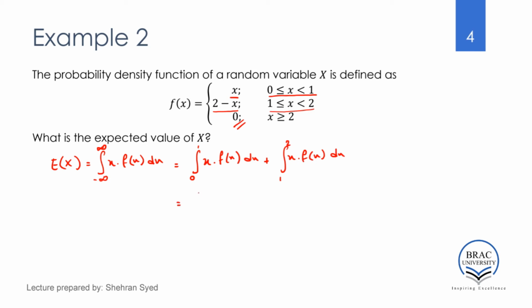So, doing the calculation, we have integration over limits 0 to 1 of x times x, which can be written as x squared dx, plus we have integration over limits 1 to 2 of x times 2 minus x dx. Again, this can be simplified as integration over limits 0 to 1 of x squared dx plus integration over limits 1 to 2 of 2x minus x squared dx.